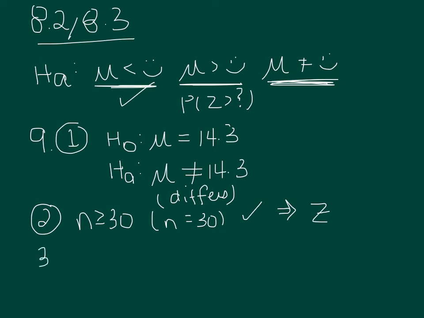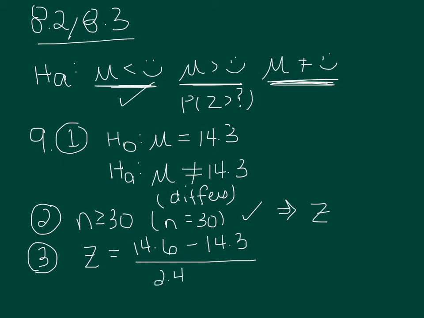Step 3 is to calculate the test statistic. So remember, you're going to calculate a z. Your z here is 14.6, the sample mean they collected, the x bar from the sample, minus 14.3, the mean from the problem. You divide by the standard deviation given in the problem, 2.4, divided by the square root of n, and in this case n is 30. You calculate all that out, and you get 0.68.